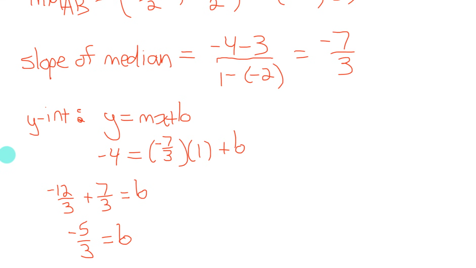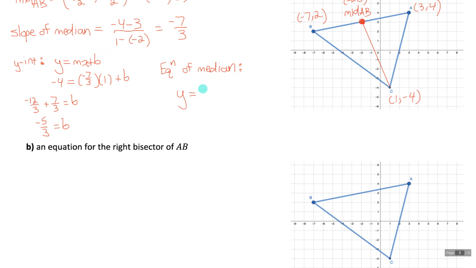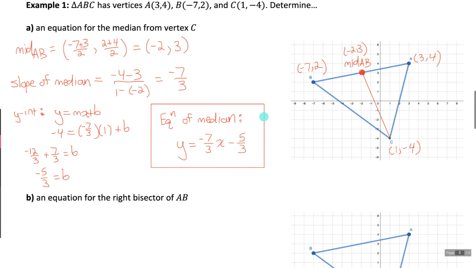With all of this, I can write my final answer, the equation of the median. So the equation of the median is y equals -7/3x minus 5/3. Now that line, y equals -7/3x minus 5/3, is a continuous line that would go forever, but the median of this triangle falls on that line and is contained within the triangle.